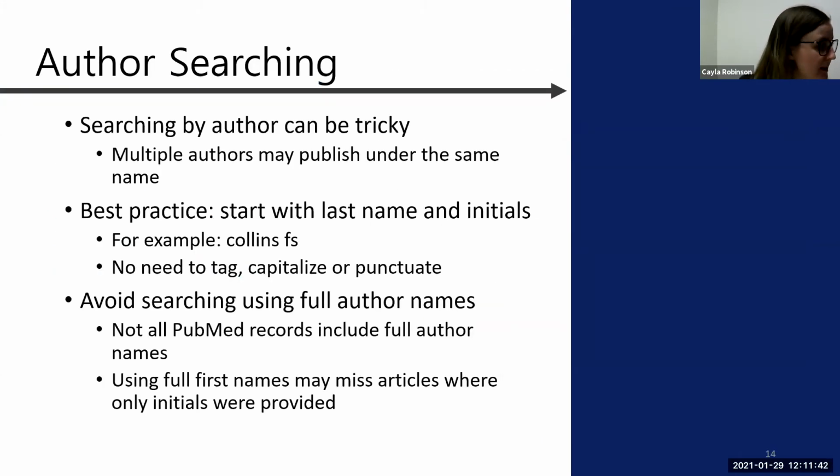Okay, and then the next basic searching that I'm going to cover is author searching, which can actually be very difficult to do. Multiple authors may publish under the same name. They could also be under different institutions, have different affiliations. So what we suggest is you start with the last name and the initials. So the example here is Collins FS.